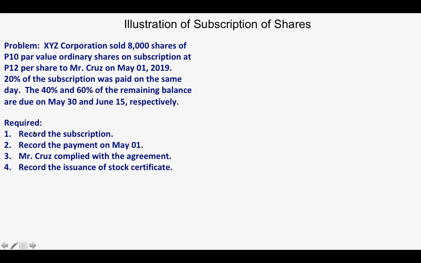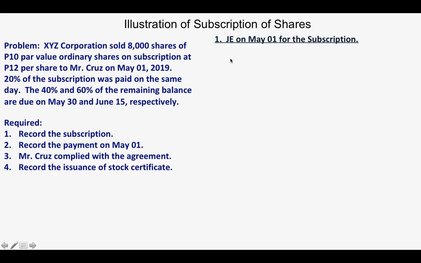First, these are the required things that we are going to determine. Number one, record the subscription. When was the subscription? May 1st. Then record the payment on May 1st as well. Then third, Mr. Cruz complied with the agreement, the agreement referring to the payment of the remaining balance on May 30 and June 15. Then fourth, record the issuance of tax certificate.